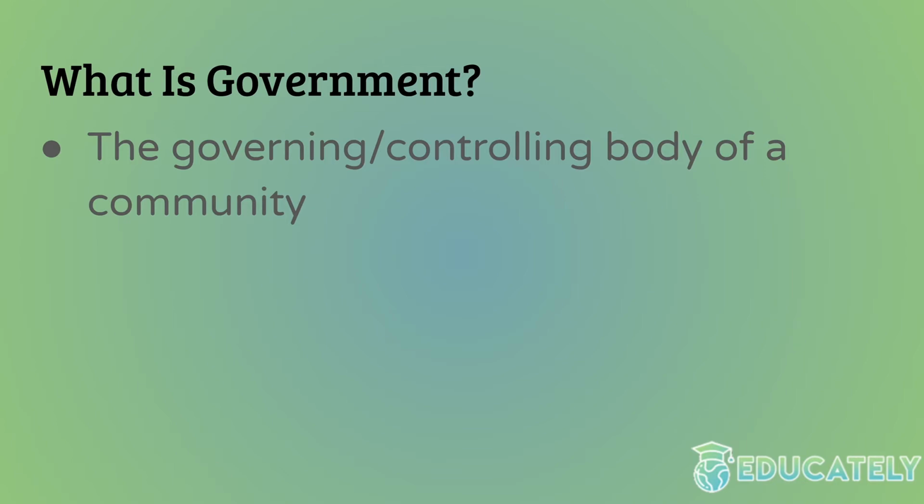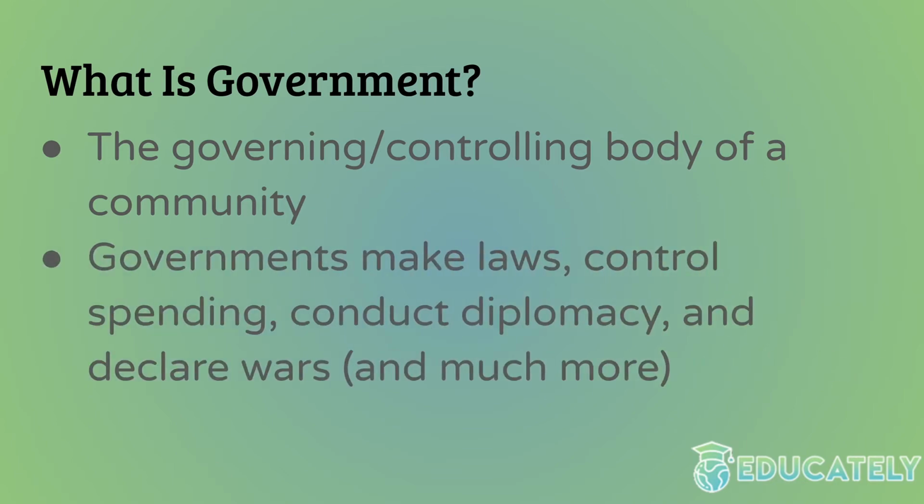So what do governments do? They make laws, control spending, conduct diplomacy. They have the ability to declare wars and much more. Those are just the simple things. It really depends on what government you're talking about. There are many different types of government. We're going to go through the most prominent types one by one, and just compare and contrast them.